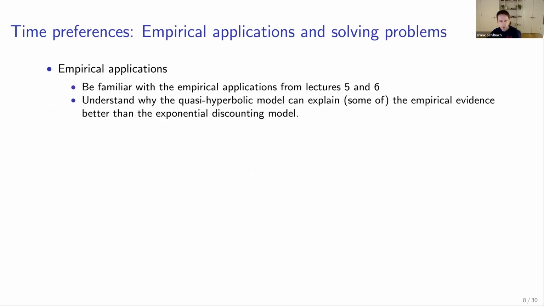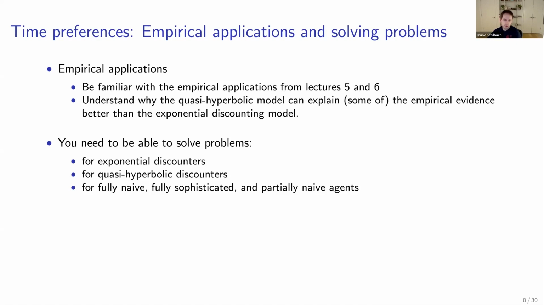Next, we discuss in quite a bit of detail empirical applications from a range of different settings. This is lectures 5 and 6. So we want you to be familiar with those empirical applications. You should understand whether the quasi-hyperbolic model can explain or cannot explain some of the empirical evidence better than the exponential discounting model. And why do we think the quasi-hyperbolic model is a good fit for some of the empirical examples that I have shown.